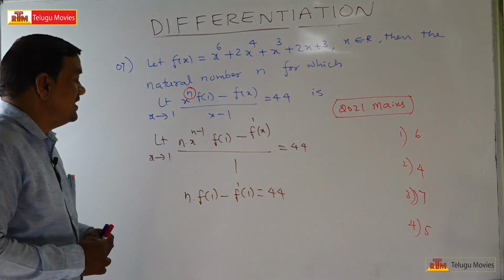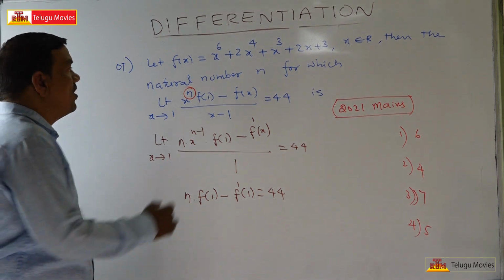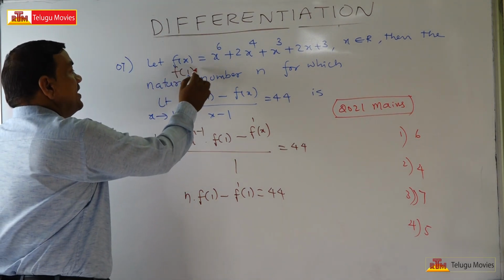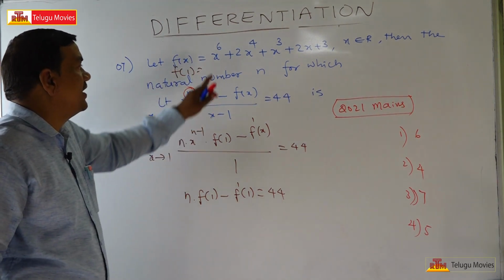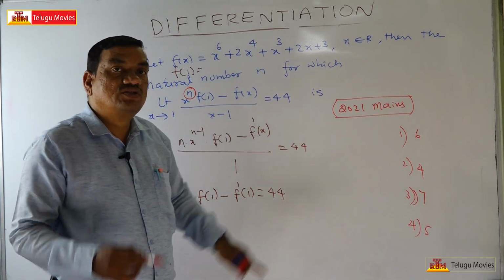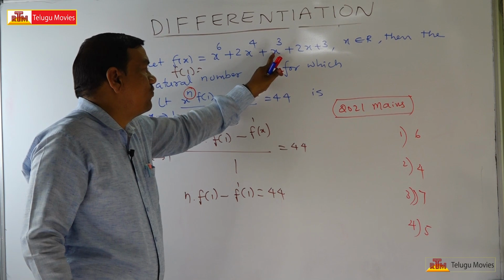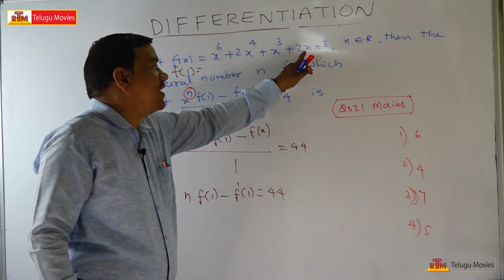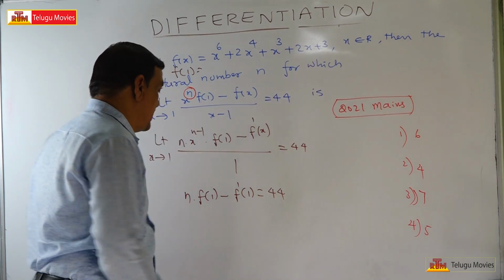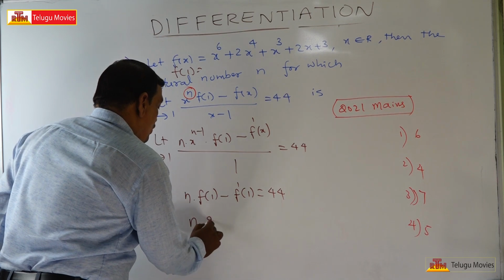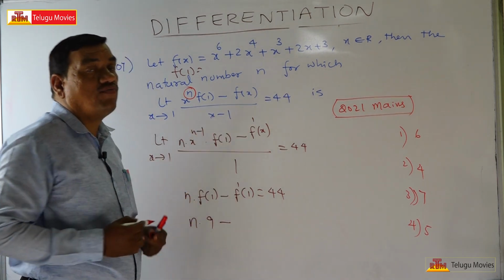Right. What is f of 1? F of 1 means, wherever x is there, substitute 1. If we substitute, what will we get? 1 plus 2, 3, 3 plus 1, 4, 4 plus 2, 6, 6 plus 3, 9. So n into 9 minus f dash of 1.